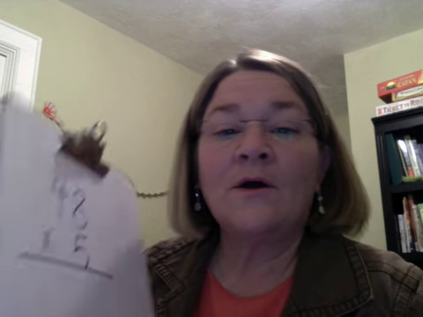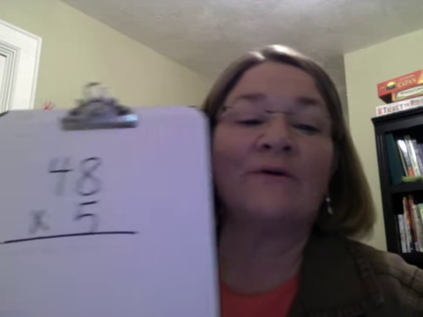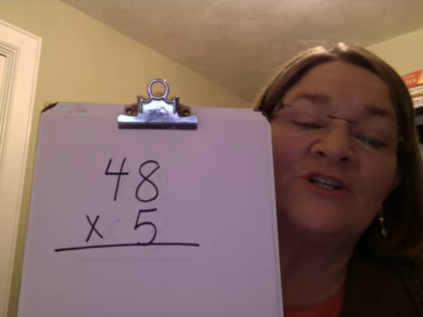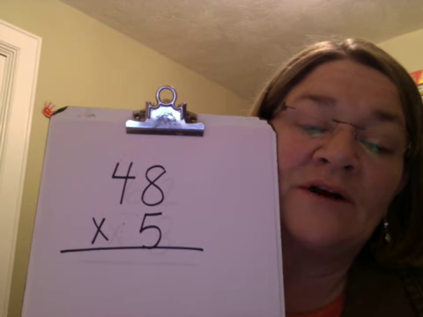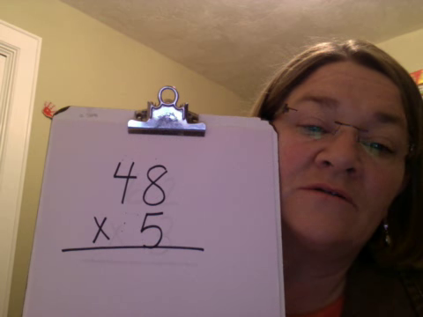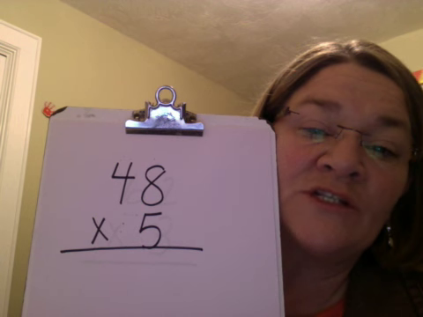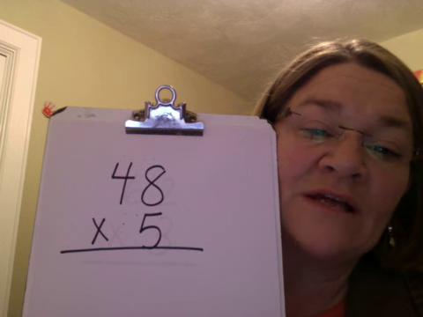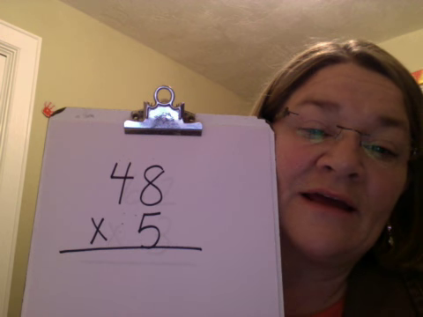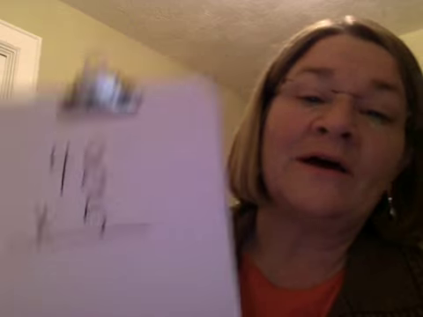Hello class. Today for our math time together in the evening, we're going to revisit something that we've already done, just to be sure we remember and that we're clear on how we do long multiplication when there's more than just two digits. So we will start with this first problem that is 48 times 5, and I will work that with you.